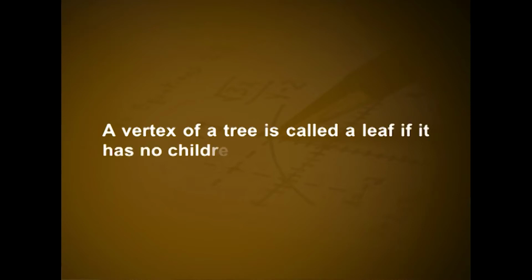A vertex of a tree is called a leaf if it has no children. Vertices that have children are called internal vertices. If A is a vertex in a tree, the subtree with A as its root is the subgraph of the tree consisting of A and its descendants and all edges incident to these descendants.